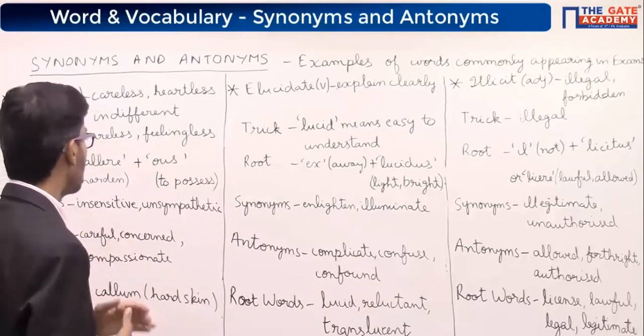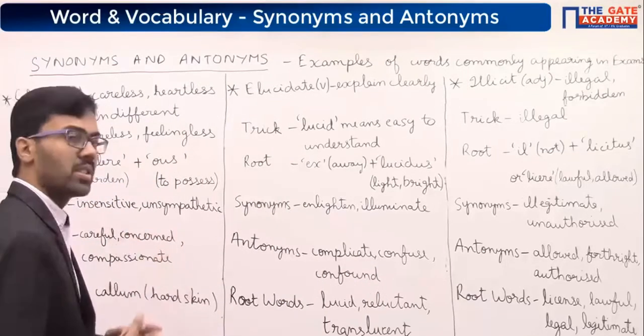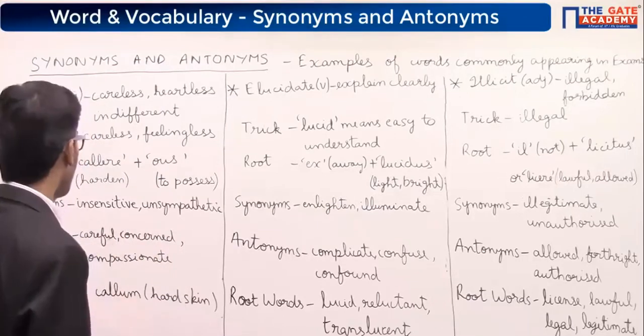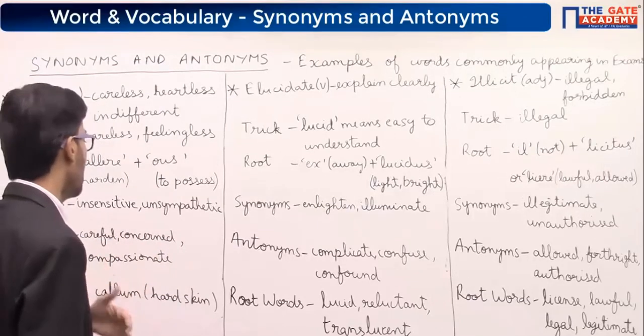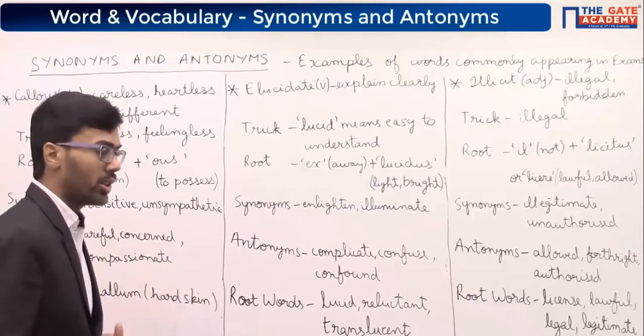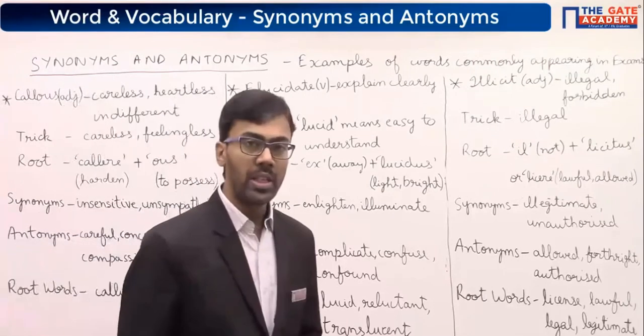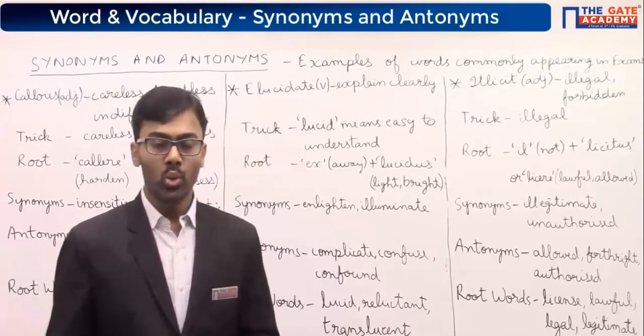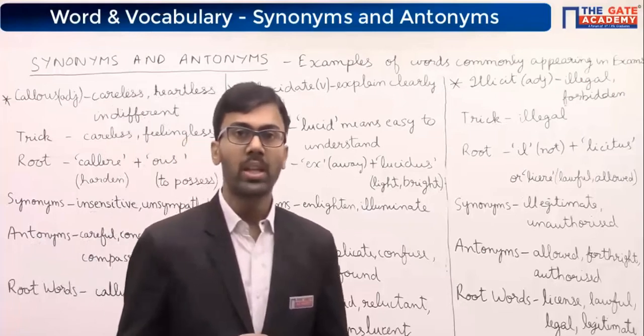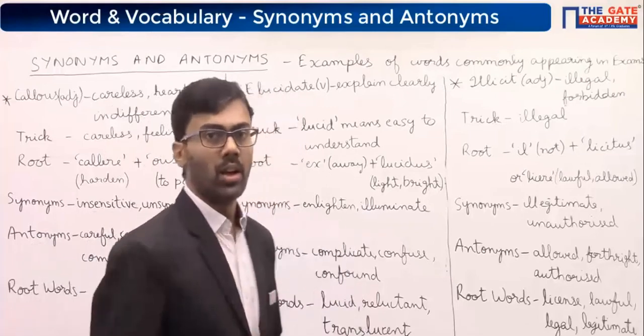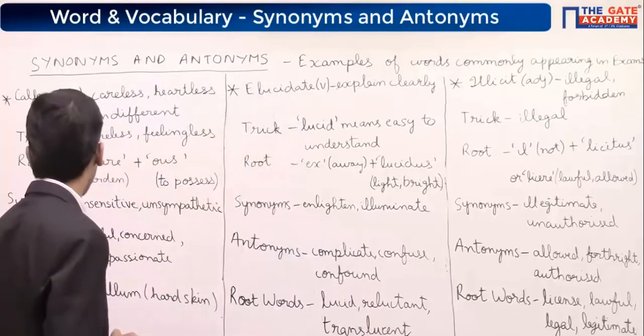Synonyms are insensitive, unsympathetic, very simple, straightforward synonyms. Antonyms are careful, concerned, compassionate. Again, all these words, when you have some strong feelings about something, when you take a keen interest in something, you are not indifferent, that is what the antonym of callous is.